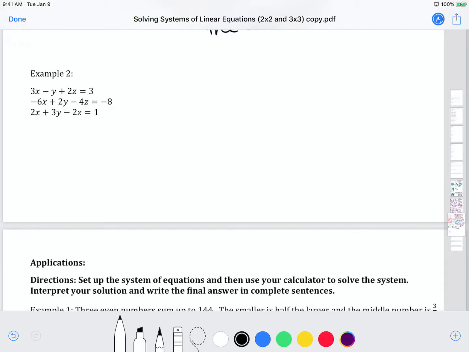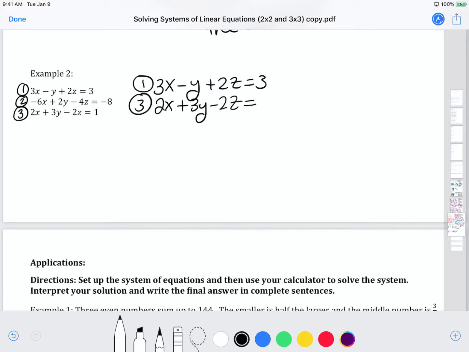Okay, the next example, here we have equation 1, equation 2, and equation 3. So I have 3x minus y plus 2z is equal to 3 for equation 1. Now, let's use equation 3 because the z's are set up so that they'll be canceled without having to do a whole lot of work. So I'm going to copy down equation 3. So when I add vertically, I get 5x plus 2y is equal to 4. That will be my equation 4.